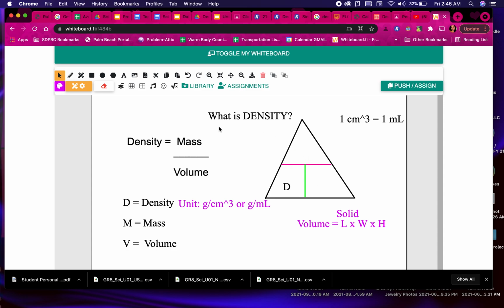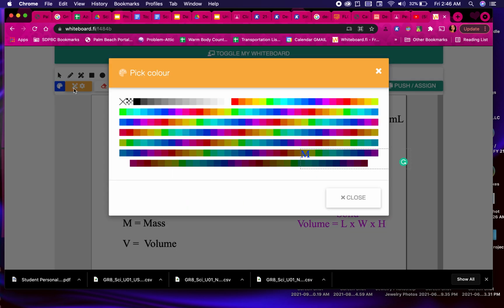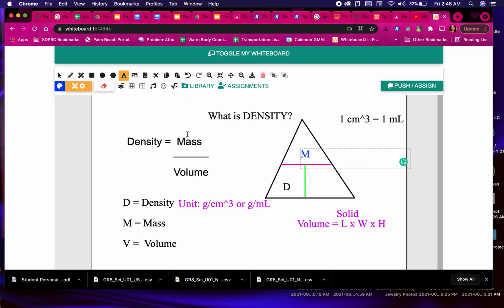But back to the triangle, I've got to add mass at the top. I'm going to do blue for mass, and then over here I'm going to have volume. I'll do it in purple. Raise it a little. All right, so this is our triangle.